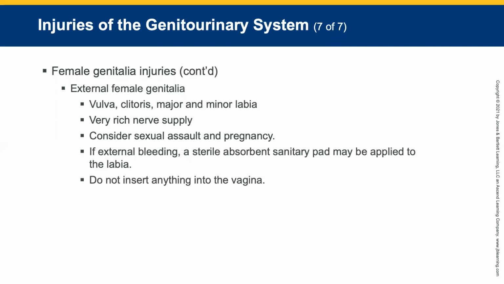The genitalia includes the urethra, the clitoris, and the major and minor labia at the entrance of the vagina. They have a very rich nerve supply, so injuries are very painful. Consider any type of sexual assault or pregnancies. Ask the patient about the last known menstrual period. Ask about sexual history. Assume all women of childbearing age are possibly pregnant.